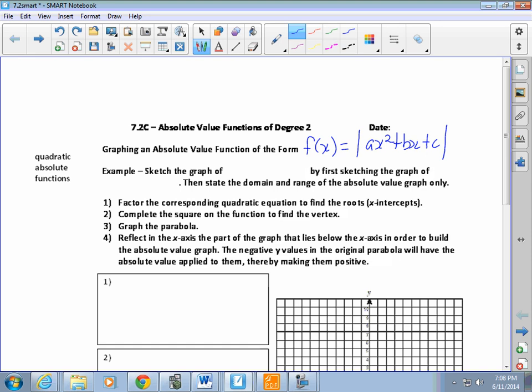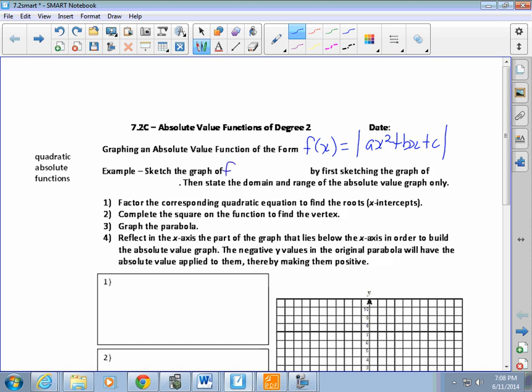I forgot to turn the volume on there for the first minute. So what we're looking at is absolute value functions of degree 2, which means we are graphing functions that are quadratic. The general form of this is f(x) equals the absolute value of ax squared plus bx plus c. We're going to work our way through this by actually just doing a graph.